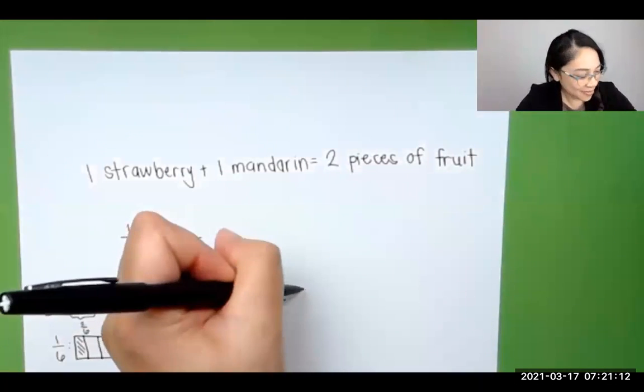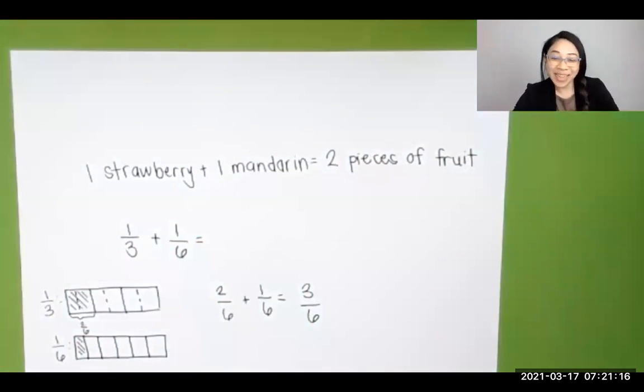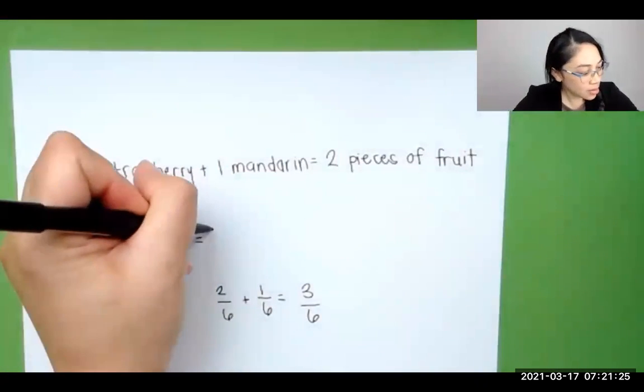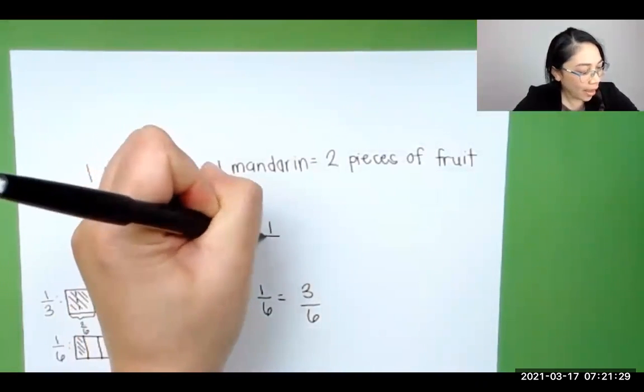3/6. We could also say it's 1/2. So 1/3 plus 1/6 equals 3/6, or 1/2.